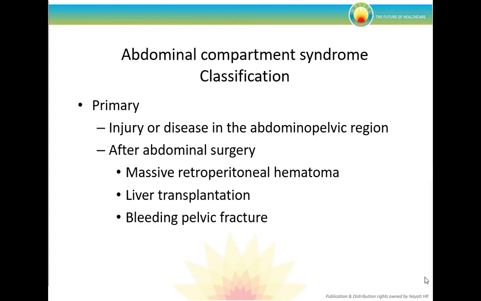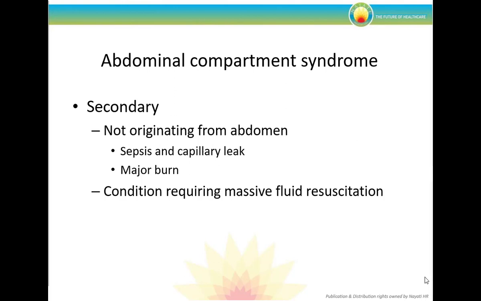Basically the purpose of classification is to help identify or help in the management. Managing tertiary abdominal compartment syndrome is quite complex, whereas managing primary abdominal compartment syndrome will be quite easy. So primary is when there is injury or disease in the abdominopelvic region, probably secondary to a massive retroperitoneal hematoma, or post patient with liver transplantation or a bleeding pelvic fracture. Secondary is when the condition is not originating from the abdomen.